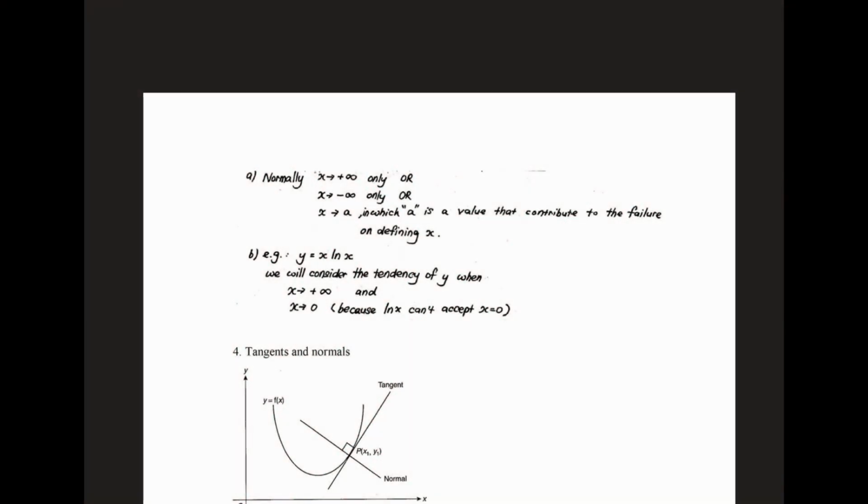Let us continue with this page. This page is about the tendency of y as x approaches a, where a is a special value. So of course, when we look at this, we need to know when we should use these techniques. We have a table on page 4 which explains when we should use these techniques. So let me write down for you.